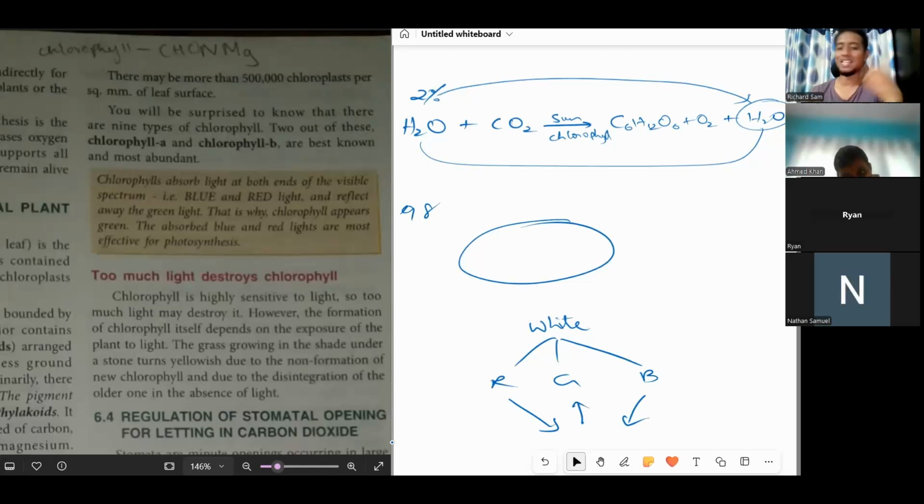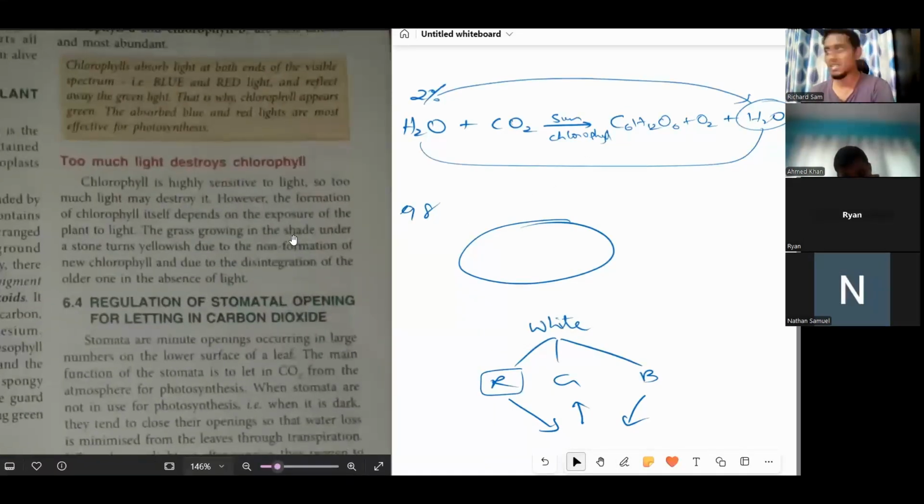Okay, if a shirt is red in color, why is it red? Because it reflects red and it absorbs green and blue. Green and blue it takes in, and reflects out red. Okay.